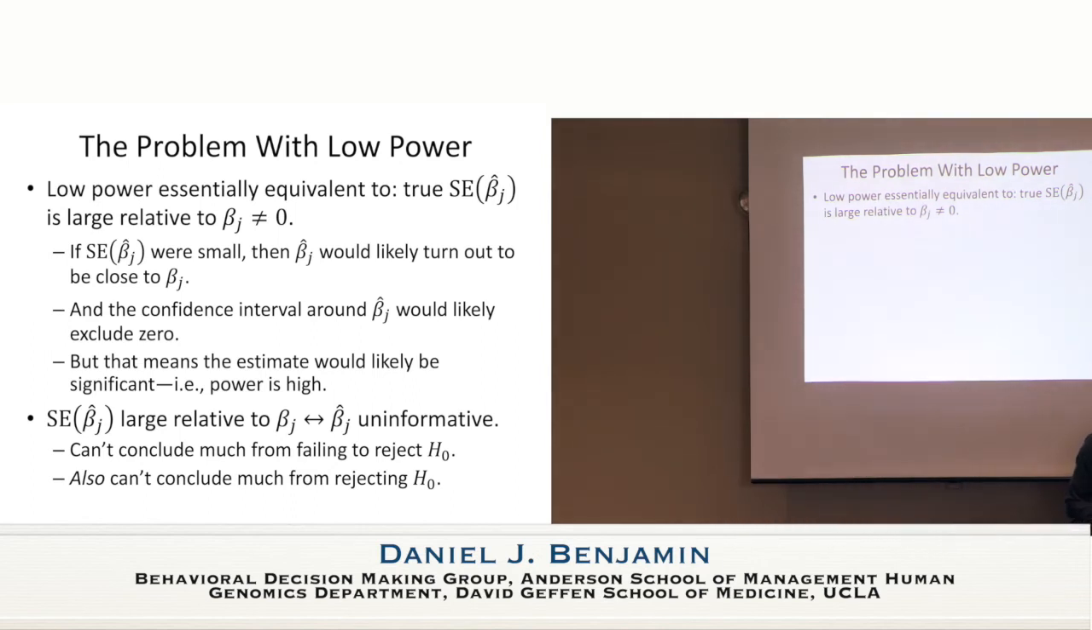Okay, so here's the problem with low power fundamentally, and that's what I drew on the whiteboard to illustrate the point I'm going to make here. Low power is equivalent to saying that the true standard error of your estimate is large relative to the truth. There's some true beta, it's not 0, and low power means that the uncertainty around your estimate, what I'm showing here is a confidence interval, is large relative to the distance between the effect and 0. But this is high power, this is low power.